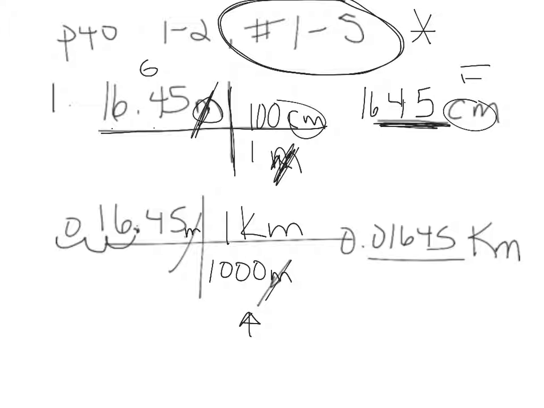Now that we've done the problems in this section, you do number 1 through 5 for the section review at the bottom of page 40. So page 40, do 1 through 5.